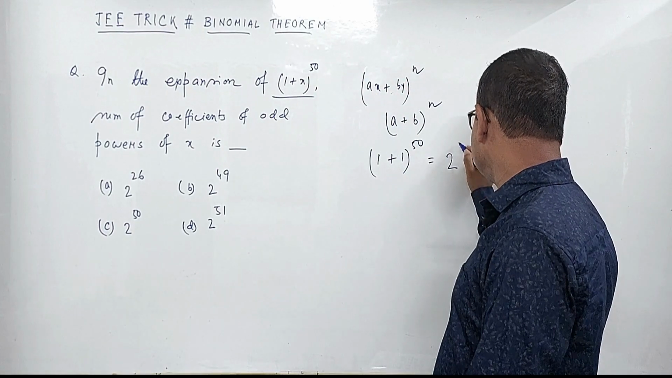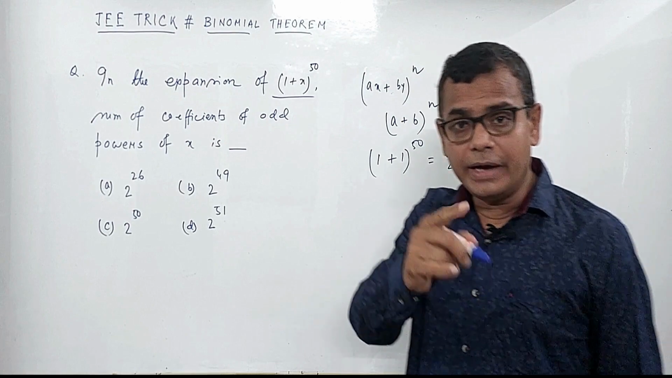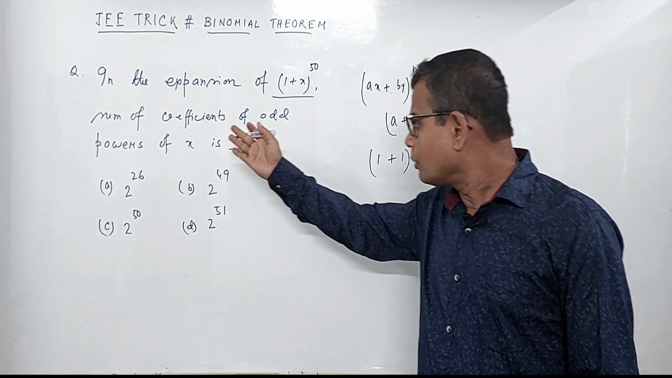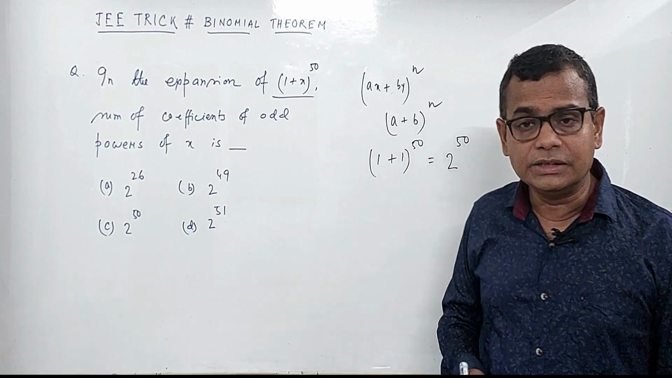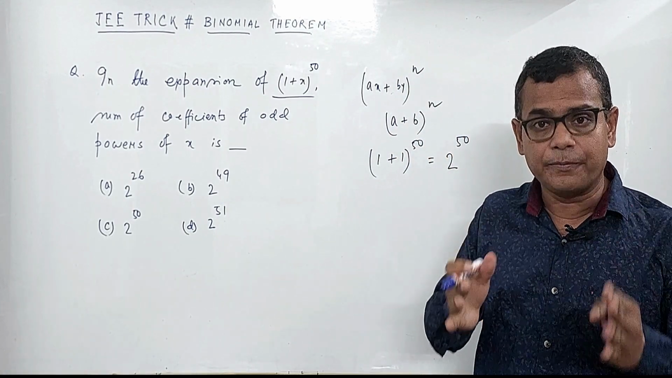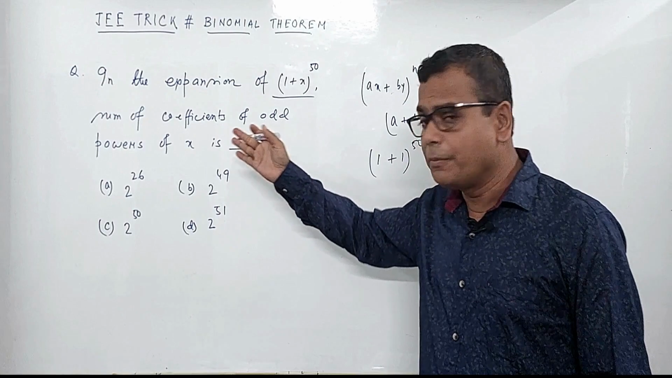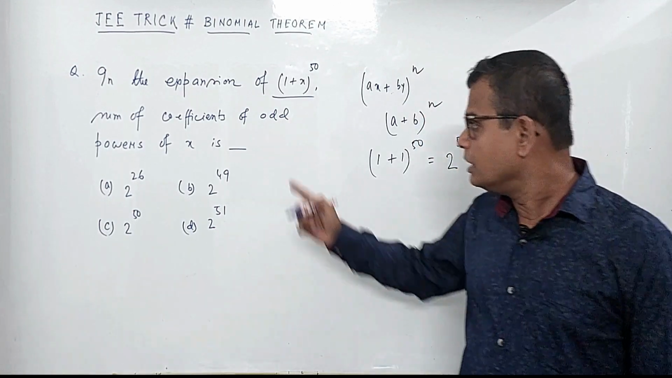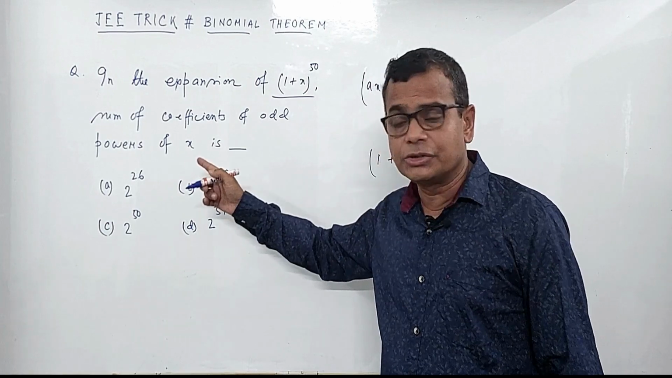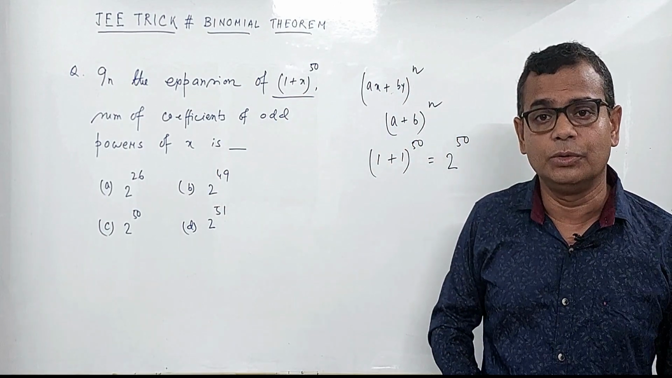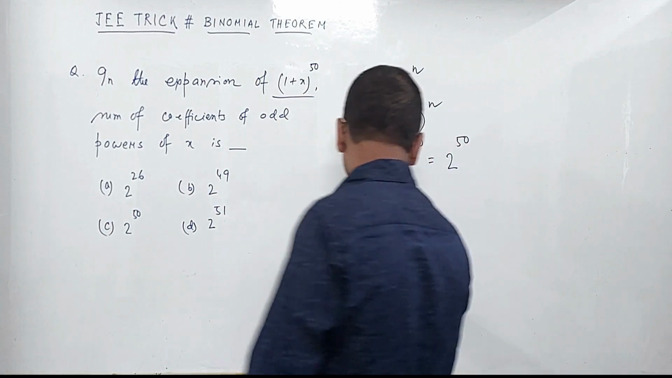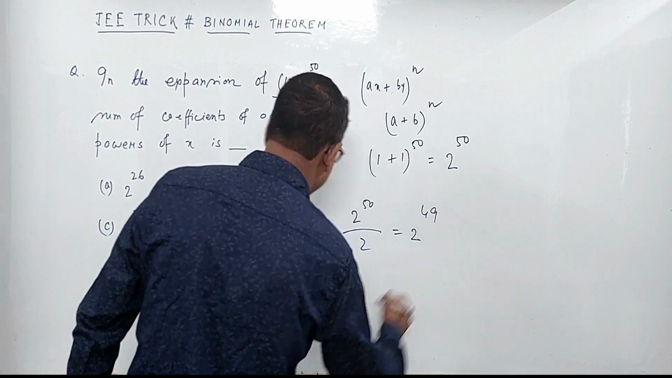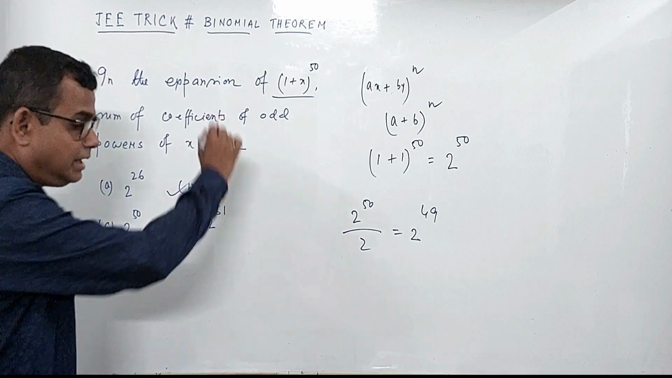So, it is 2^50, and we know the sum of the coefficients of odd powers in the expansion is half of the sum of coefficients of all the terms in the expansion. So, the sum of coefficients of odd powers of x in the expansion (1 + x)^50 is 2^50 / 2, that is 2^49. So, B is the right answer.